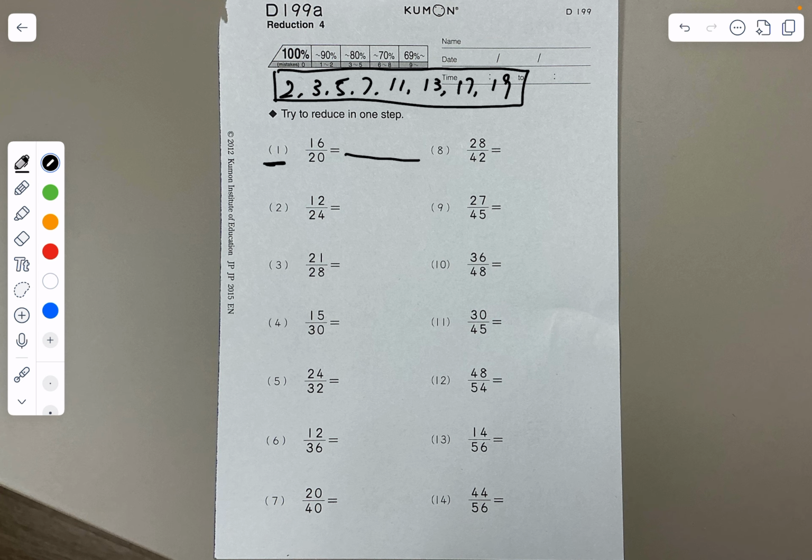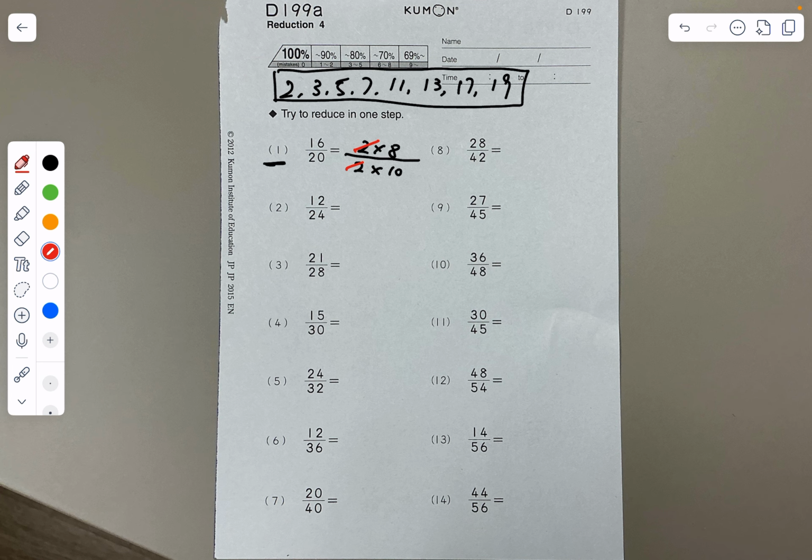2 times 8. All right, so what about 20? 2 times 10. So immediately, what can you tell? We can delete the 2 and 2, good. What about 8 and 10 though? 8 and 10, yeah.